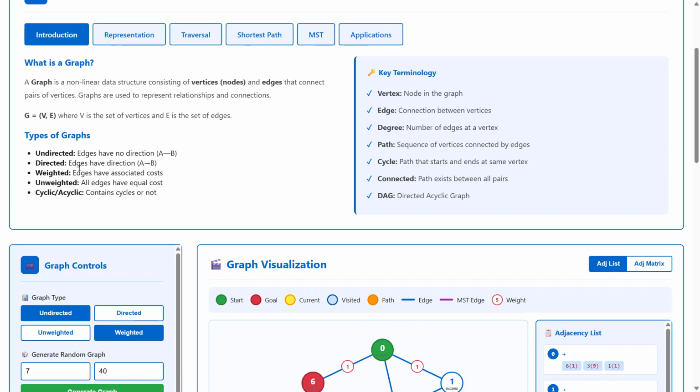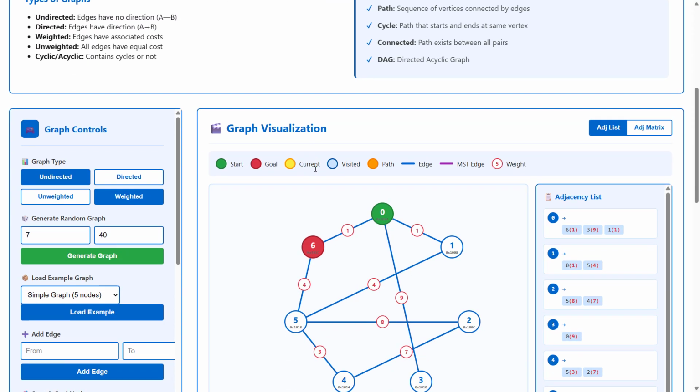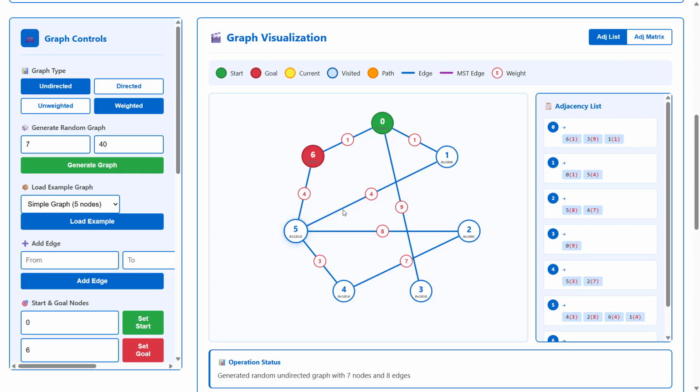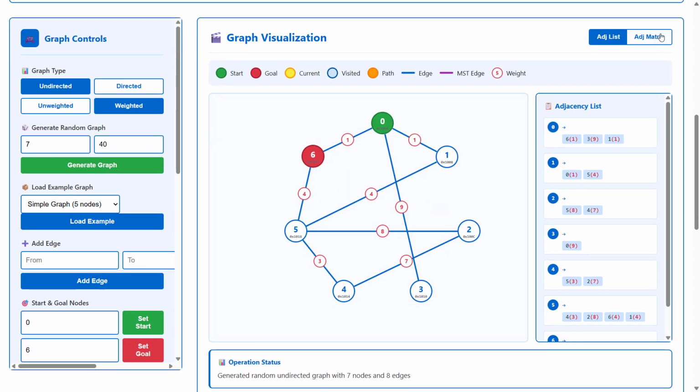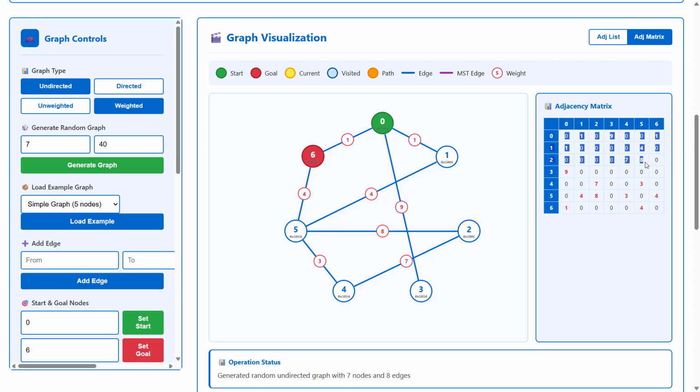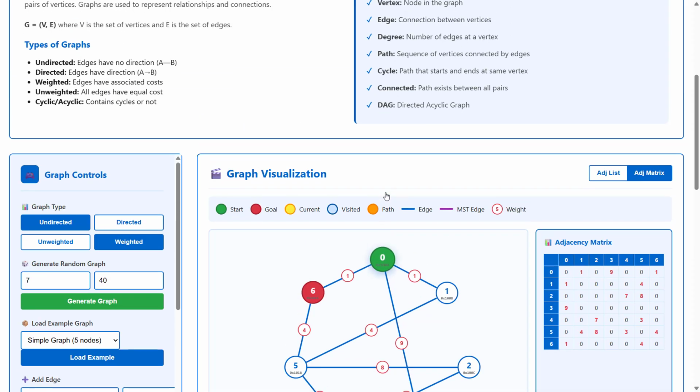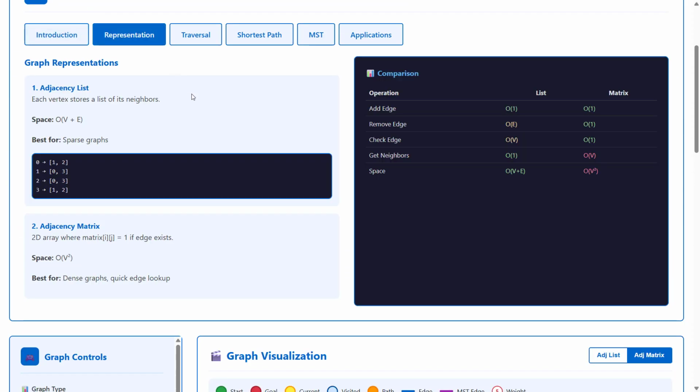Now you might be wondering, why should I care about graphs? Well, look around you. Graphs are literally everywhere. Think about Facebook. You are a node. Your friends are nodes. The friendships between you are edges. That is a graph. Think about Google Maps. Cities are nodes. Roads connecting cities are edges. That is also a graph. The internet itself is a graph. Websites are nodes. Hyperlinks are edges. Even your brain is a graph. Neurons are nodes, and the connections between them are edges. So basically, anytime you have things that are connected to other things, you have a graph.